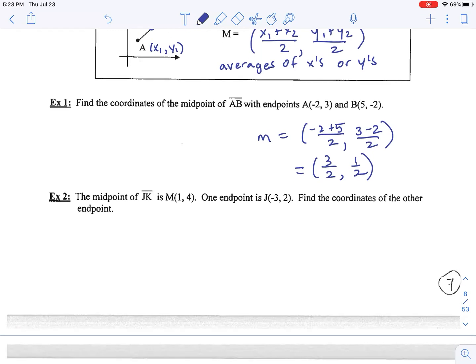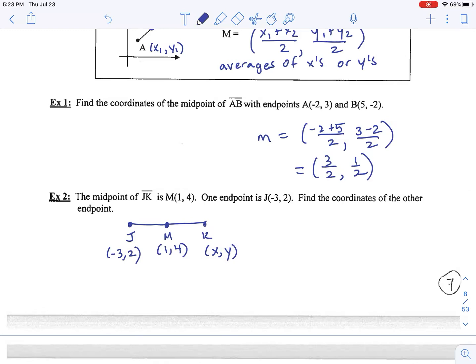Okay, so example 2, this time you have segment JK. Let's draw a picture. So segment JK, and in between that, you're given that the midpoint is (1, 4). One endpoint J is (-3, 2). Find the coordinates of the other endpoint. So for the other endpoint, we don't know what the x is and we don't know what the y is.